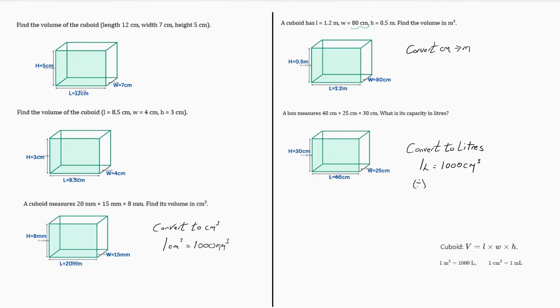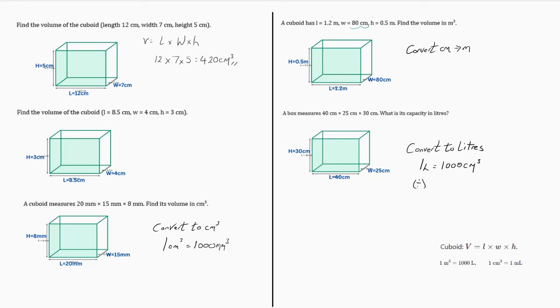Now we have a formula to find the volume. It's nice and easy. So the volume is the length times the width times the height. So it is a calculated question. So the length is 12 centimetres. The width is 7 times the height, which is 5. And the answer is 420 centimetre cube.